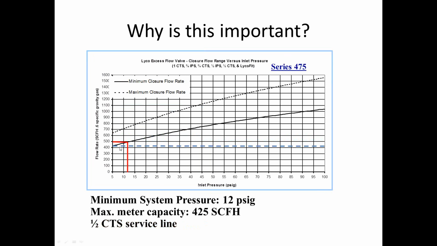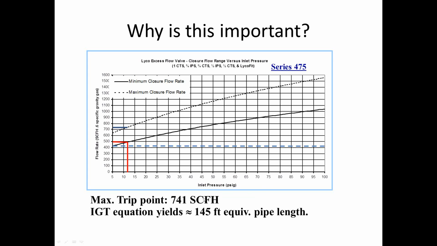So if we did that, we're going to change our chart here slightly and go to a Series 475 and size on a 475 using the half CTS service line still and the anticipated load of 425 standard cubic feet per hour. Now at 12 psi, you can see that we have a 16% cushion between the anticipated load and our minimum trip point at that 12 psi pressure. Our maximum trip point is going to be 741 standard cubic feet per hour, and we'd still be able to cover about 145 equivalent feet of pipe.